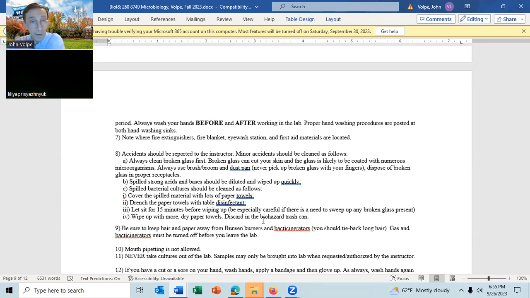Be sure to keep hair and paper away from Bunsen burners or back to incinerators. Long hair should be tied back, and it should be tied either before you enter the lab or immediately before you leave your cubbyhole. Okay, so that's before you enter the lab proper. Your hair should be tied. Whenever you're not using the gas incinerator or the back to incinerators, they should be turned off, and they should be turned off before you leave the lab.